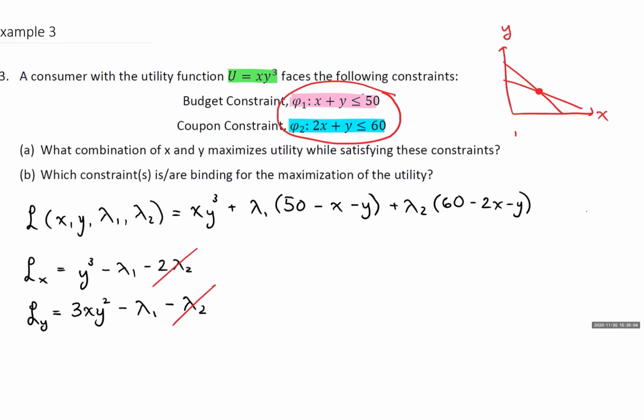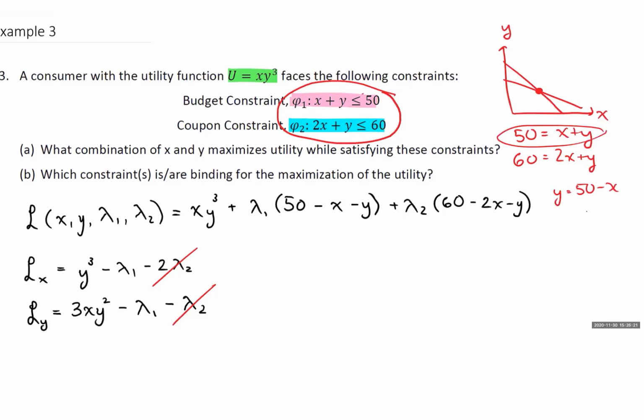So that would be 50 for the first constraint is equal to x plus y, and 60 would be equal to 2x plus y. When I solve this system of equations, y would be equal to 50 minus x for the first equation. Subbing that into the second equation, I get 60 is equal to 2x plus 50 minus x. 10 becomes x. And then y becomes 40. That's what we did. We could solve for those values.